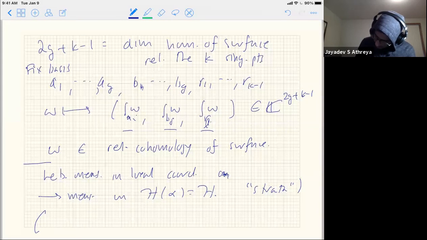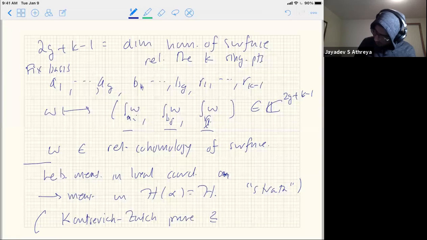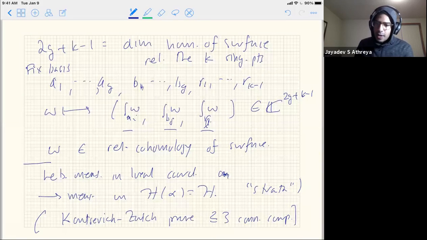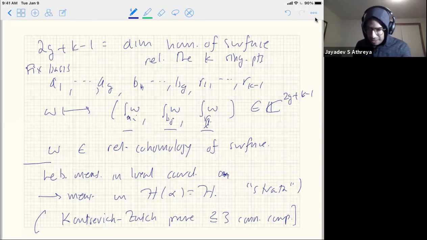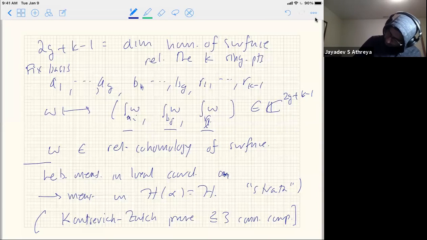And I should mention that actually it's quite a difficult result. Kontsevich and Zorich prove there are less than or equal to 3 connected components. They find a series of discrete invariants, spin invariants. Most of the time there's one, but I'm going to elide this difference and just say that we're working with one connected component. Any questions or objections, or anybody want to say anything about connected components? Please let me know. Okay.